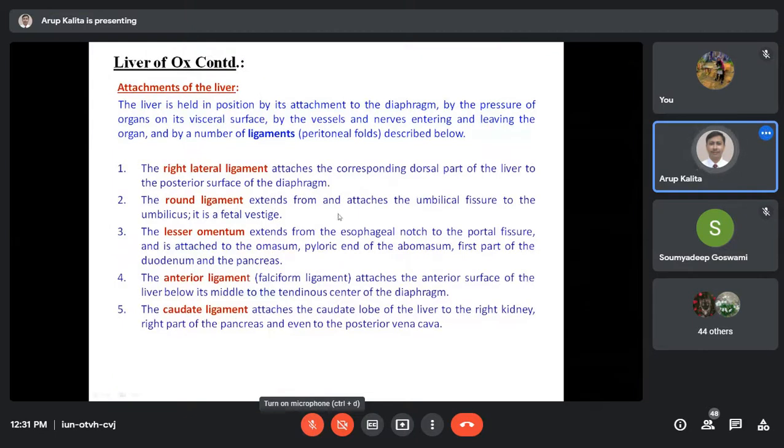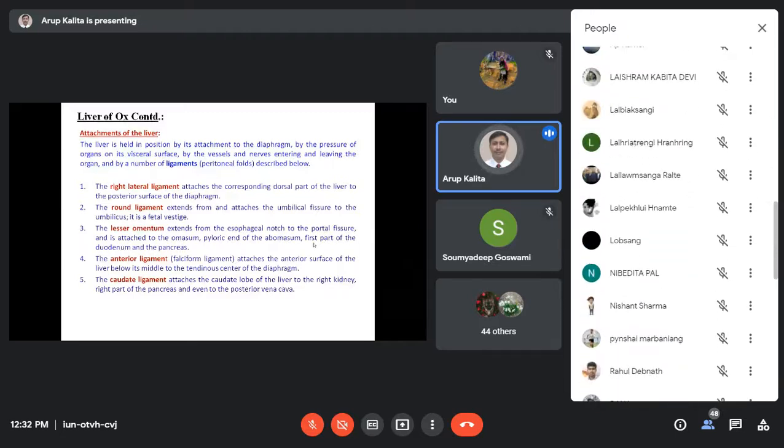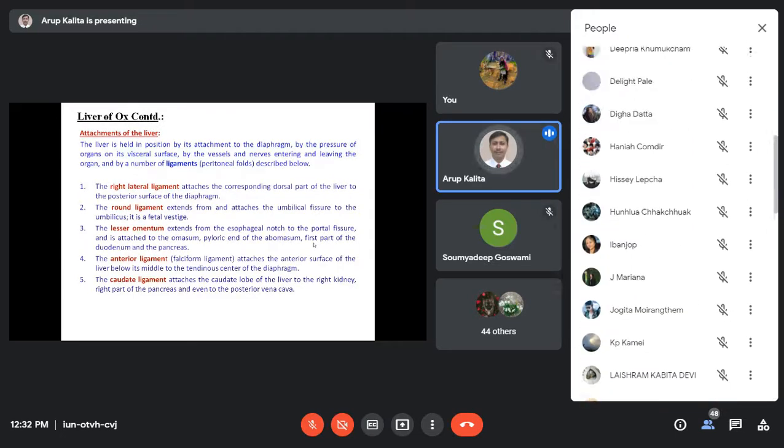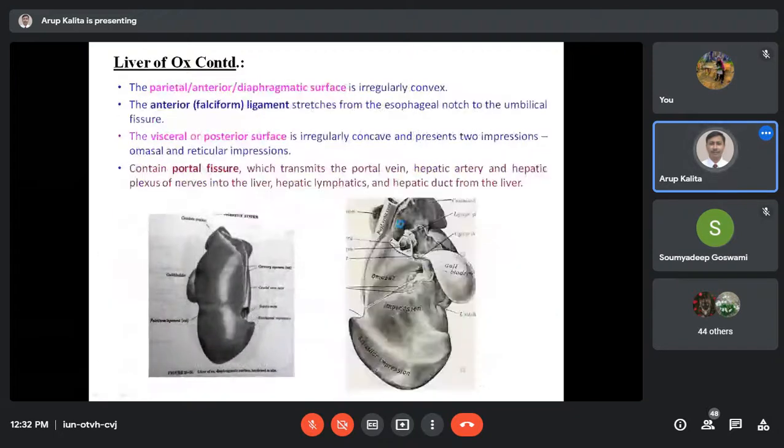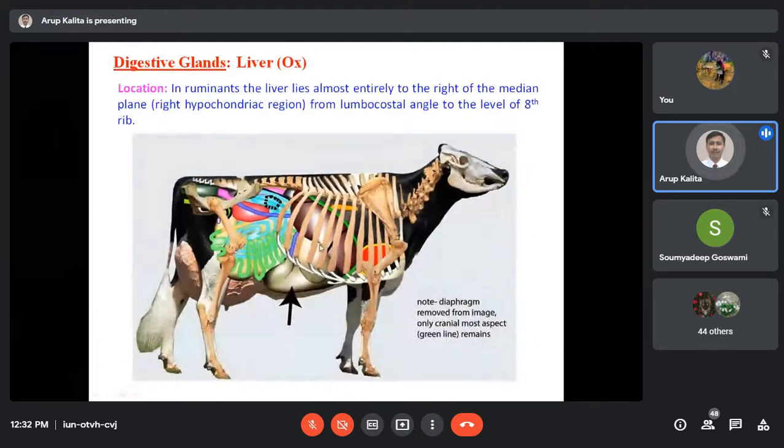Next, the round ligament. It extends from and attaches the umbilical fissure to the umbilicus. It is a fetal vestige. In the fetus, the umbilical vein will be present, and after birth it will remain as a round ligament. So the round ligament attaches the umbilical fissure to the umbilicus. Here you see, this is the umbilical fissure on the lateral surface, and the umbilicus, the navel cord, will be in this area or not.